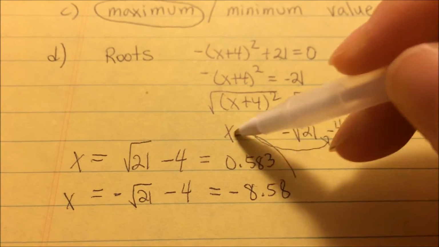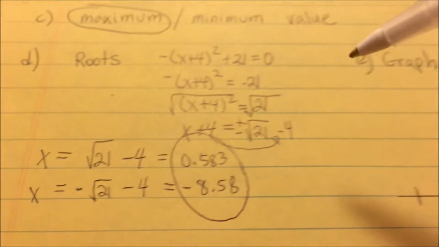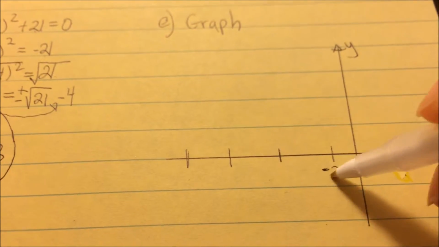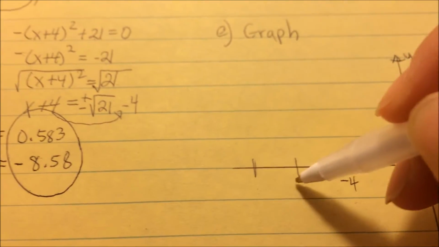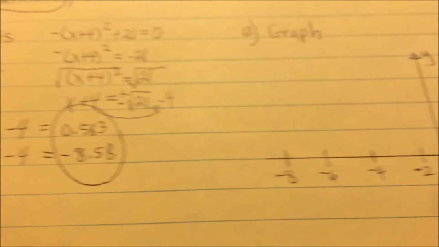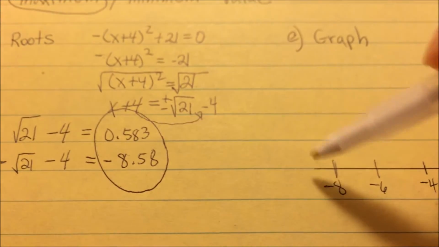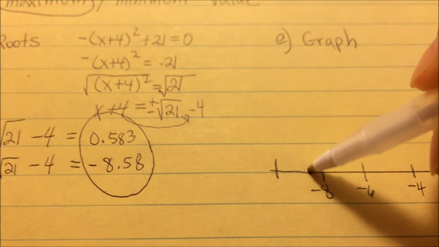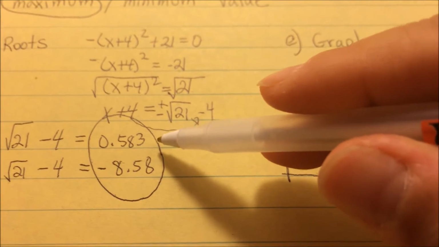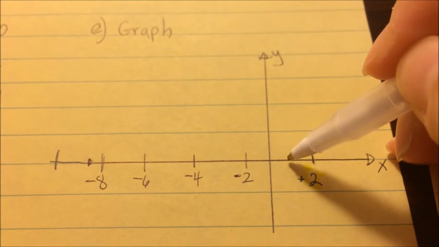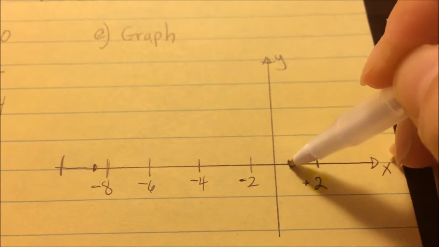So we need these numbers right here to graph it, because then that becomes the x-axis. So let's say this is like negative 2, negative 4, negative 6, negative 8, and this is positive 2 as well. Oh, I'm sorry, positive 2. So then one of them is negative 8 point something, so that's going to give us somewhere around here, right? And then the other one's going to be positive 0.58 something, which is approximately 0.6-ish. So it's going to be somewhere around here.